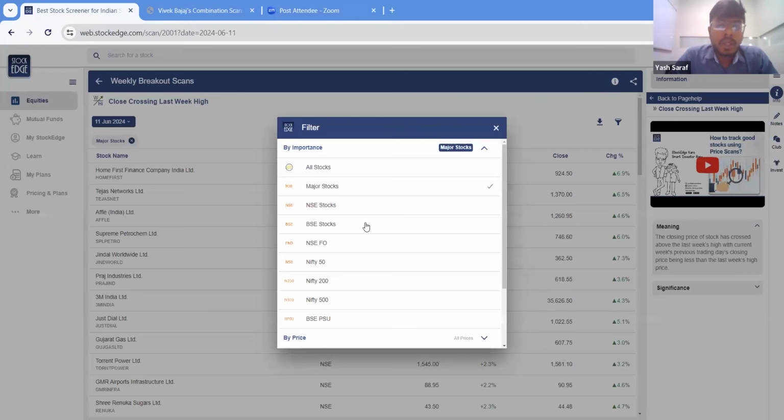So by importance, you can filter by NSE stocks, BSE stocks, NSE FNO stocks. अगर आपको खाली FNO stocks की list filter करनी है, then you can apply this filter. Many people who are new to the market, or elderly people who are new to the market, want to be very risk averse. They don't want to take much risk. Then they can apply the filter of Nifty 50 stocks, because many people who just enter the market try to follow and track only the Nifty 50 stocks.